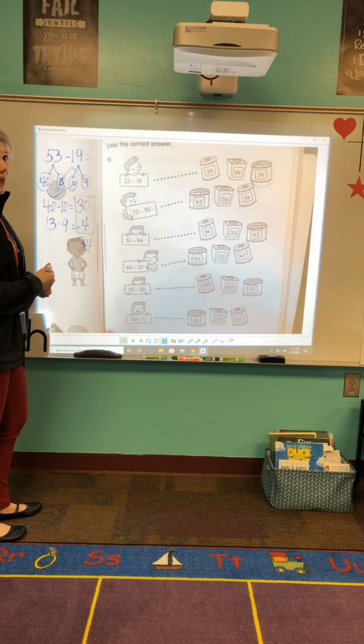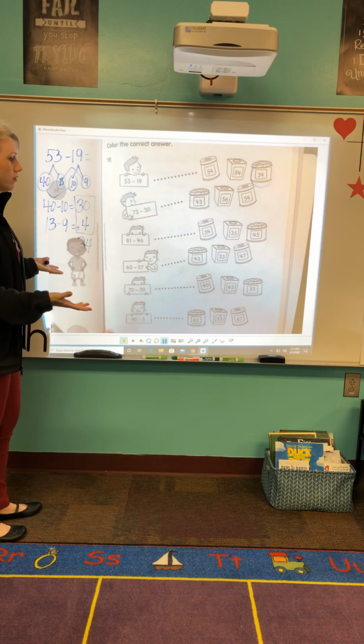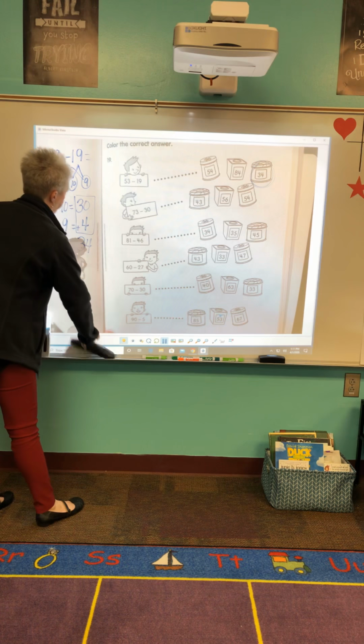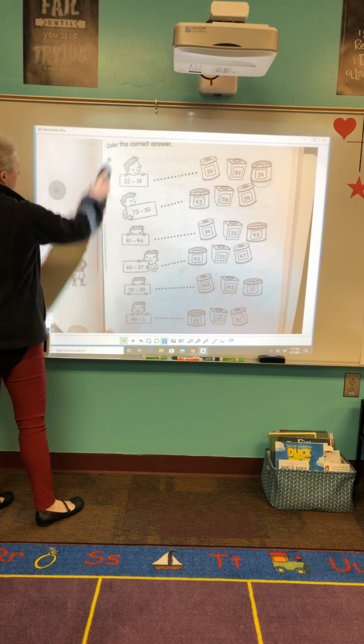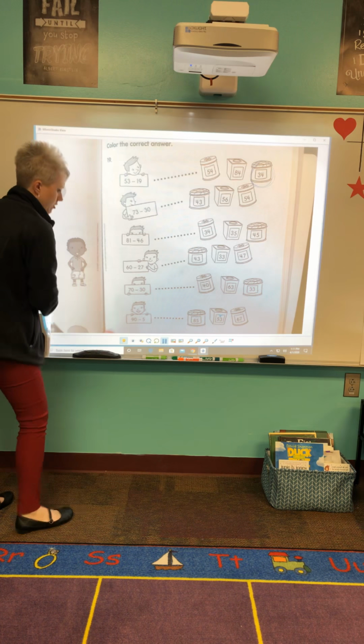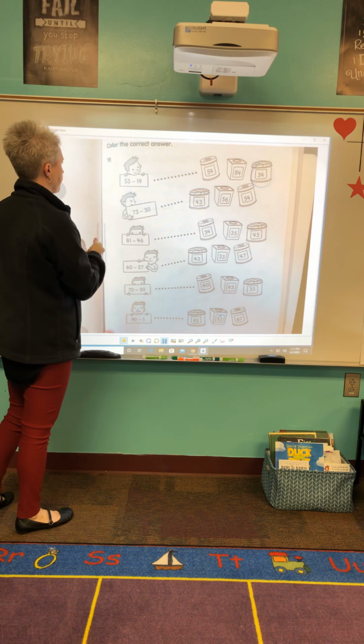If you want to stack it up, you can stack it up. We learned that strategy too. That is perfectly fine. I just wanted to do a few with them like this so that you could get used to seeing it that way.